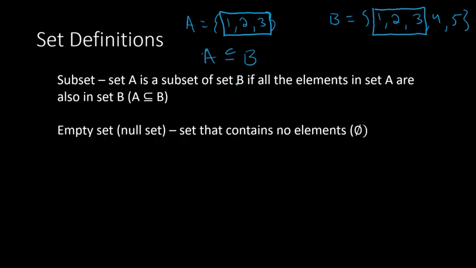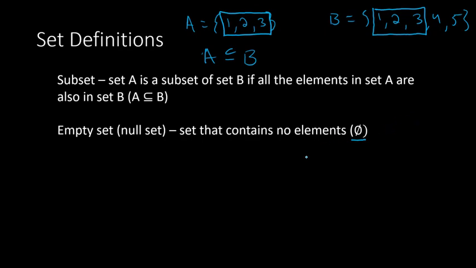Next we have what's called an empty set, or in other words, a null set. And this is a set that contains no elements. And we see here the notation for an empty set. All right, so that would be a set with nothing in it.